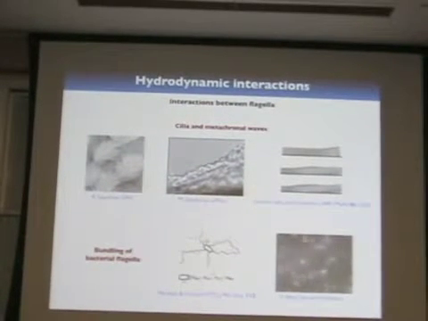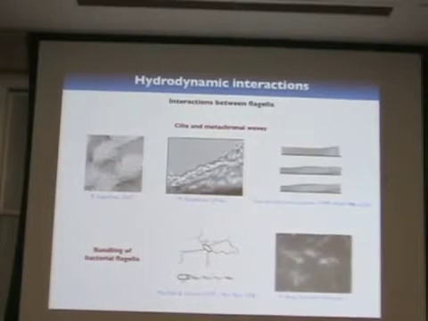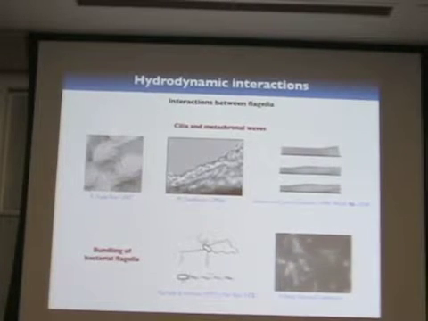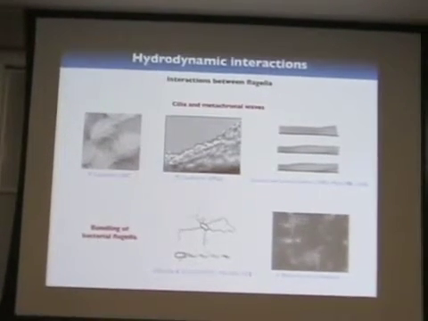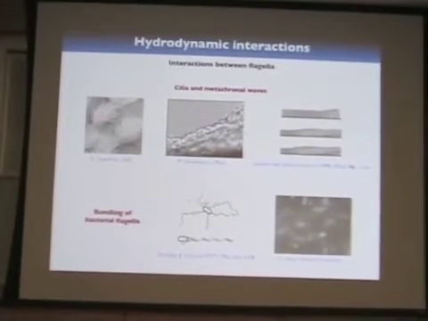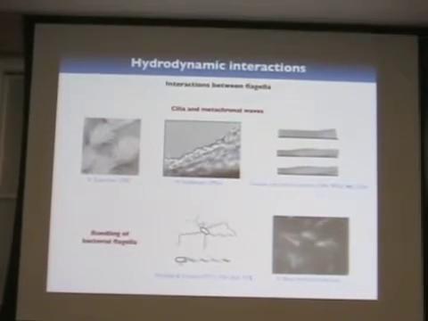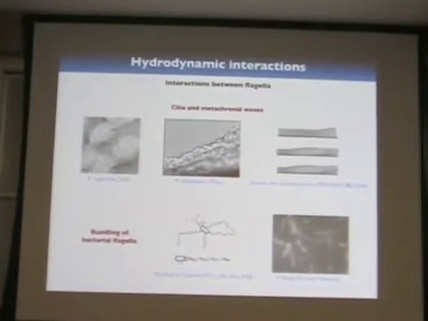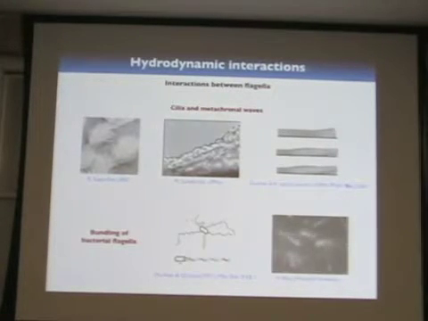Cilia are short flagella which are embedded into boundaries, and as a result of hydrodynamic interactions, as one cilium is beating, it sets up a flow field which is felt by the next cilium, and so on. As a result of those hydrodynamic interactions, those cilia beat in a coordinated fashion, and the waves that propagate along those arrays of cilia are called metachronal waves.